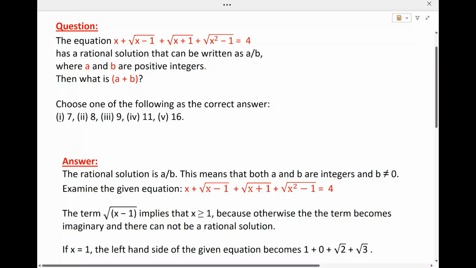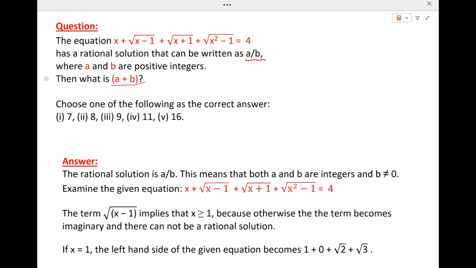Question. The equation x plus square root of x minus 1 plus square root of x plus 1 plus square root of x square minus 1 is equal to 4 has a rational solution that can be written as a by b, where a and b are positive integers. Then what is a plus b?